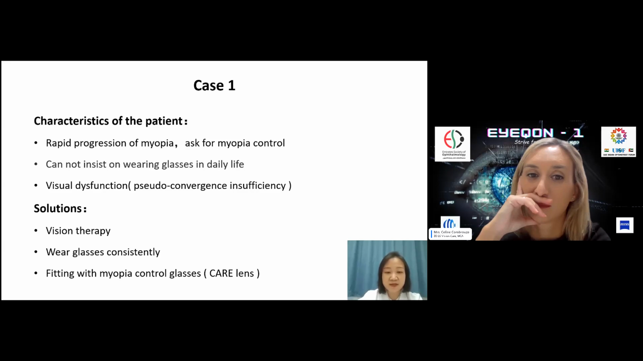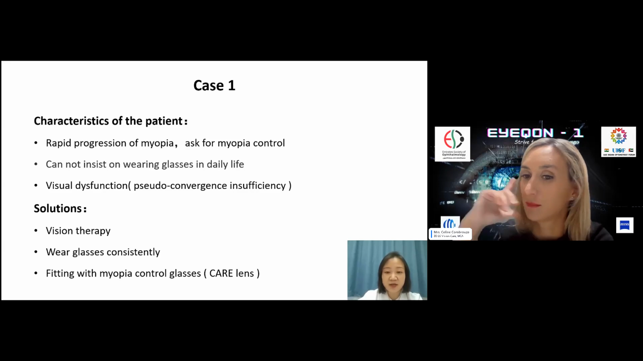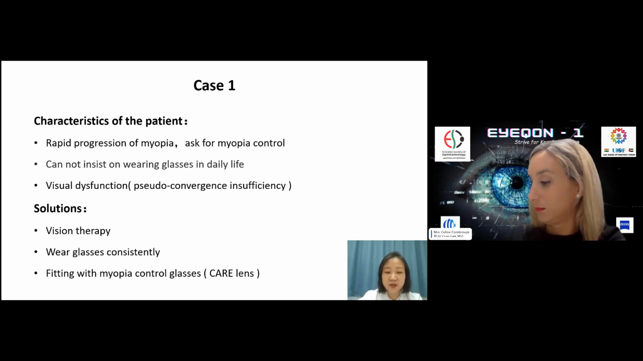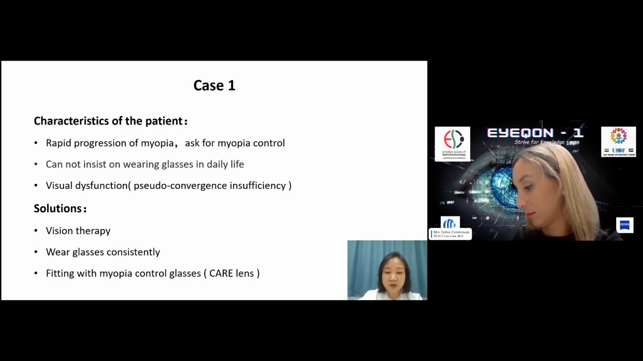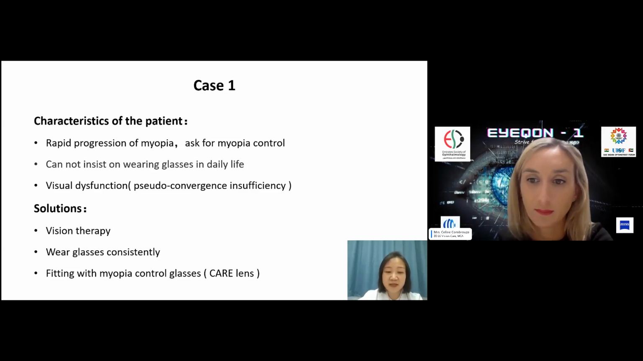Pseudo-convergence insufficiency is a condition in which the primary problem is accommodative insufficiency. The amplitude of accommodation and all other tests assessing the ability to stimulate accommodation are reduced. It is believed that this condition is basically an accommodative insufficiency with a secondary convergence insufficiency.